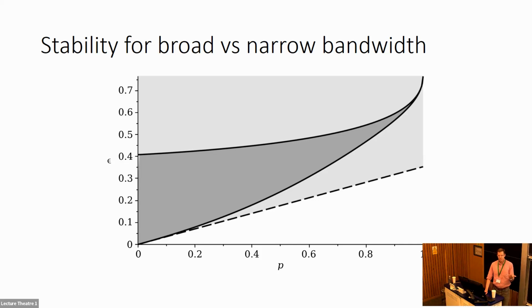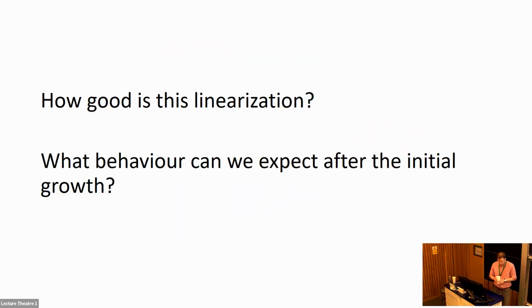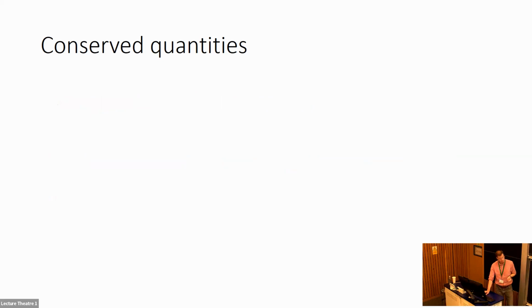Now, what else can be said about this problem? So we've linearized, and we ask ourselves, is the linearization any good? And what happens after the initial linear growth? Because we know clearly the assumptions of the linearization are invalidated. And I think there's a really simple but transparent way to answer this question. The way is to look at the conserved quantities of the system.